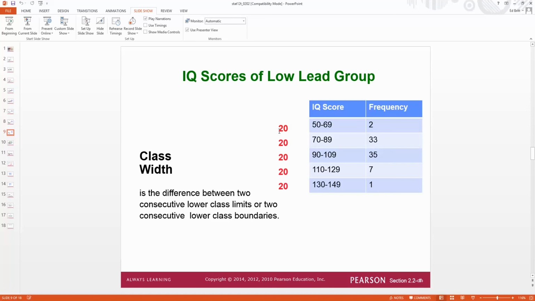The class width, that is the difference between any two consecutive lower class limits or any two consecutive upper class limits. So for this frequency distribution, we have a class width of 20. And you'll always have the same class width in between every two consecutive lower class limits or upper class limits. That has to stay consistent for it to be a frequency distribution.